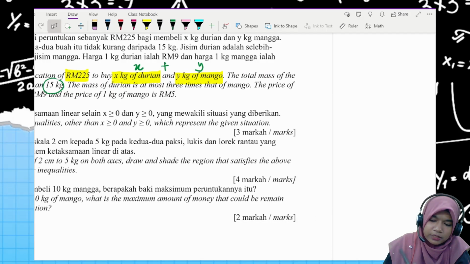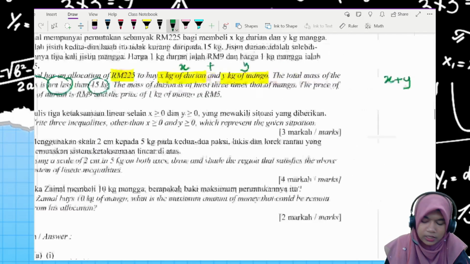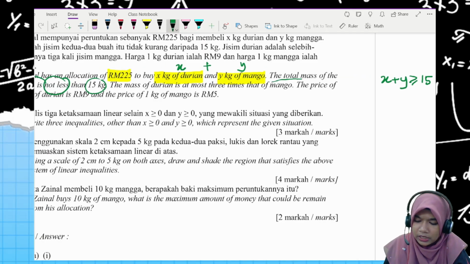Total mass is X plus Y. Now you have X plus Y, total mass. Not less, so greater than or equals to 15 for the first inequality.